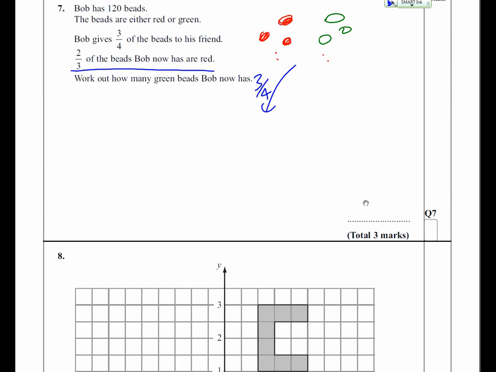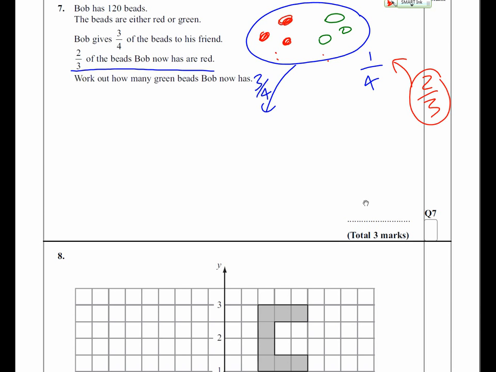What he started with, he's got 1/4 left. And I don't know if I'm doing this the right way, well, the best way, shall I say. We'll get it right. 2/3 of 1/4. Work out how many green beads Bob now has.